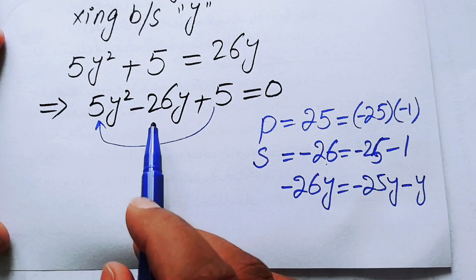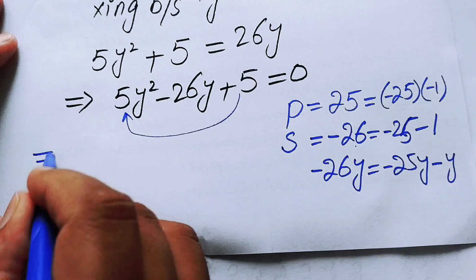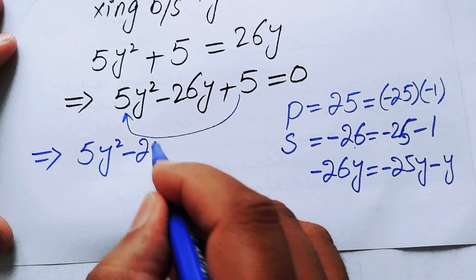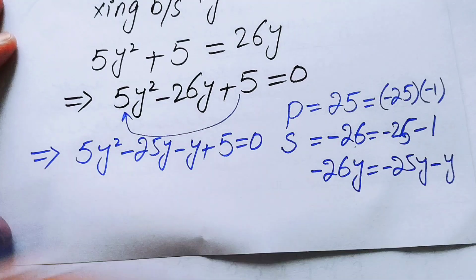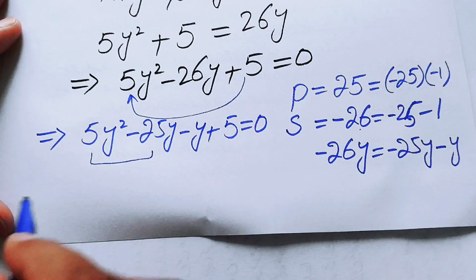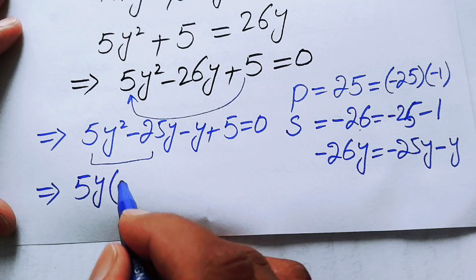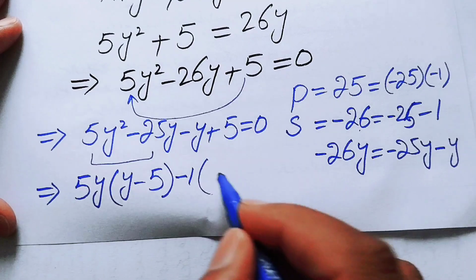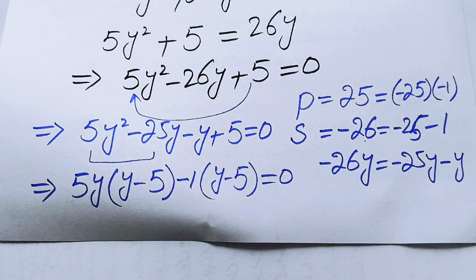So now we replace this minus 26y by minus 25y and minus y, and you get the output in the form of 5y squared minus 25y minus y plus 5 is equal to 0. So now we will take common 5y from the first two terms, and you get 5 times y into (y minus 5), and here you take common minus 1 and you get (y minus 5) is equal to 0.